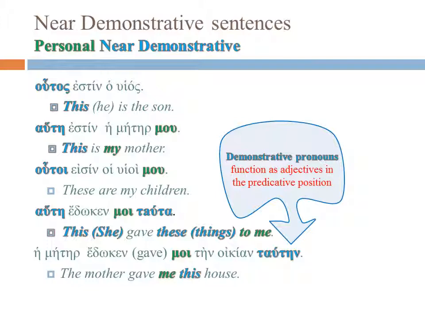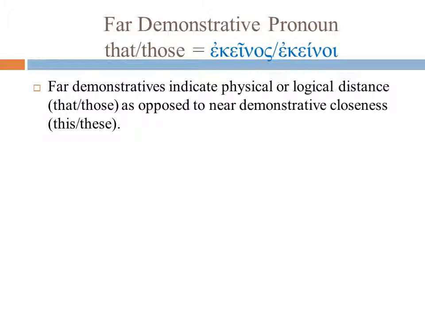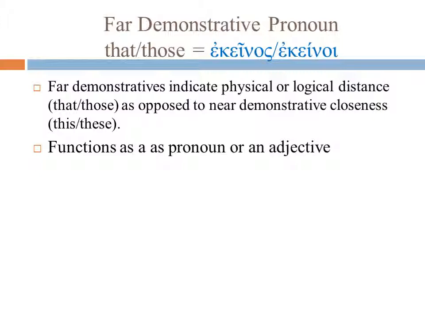The far demonstratives, that, those, ekeinos, ekeinoi, as opposed to the near demonstratives, which indicated closeness, far demonstratives indicate distance. So again, this book is mine, that book is yours. That is the far demonstrative, this is the near demonstrative. And once again, it functions as a pronoun or an adjective, identical. You just have to, as I said, learn these as adjectives. And when you do, you're just going to remember that, oh, this is this, this one is that.